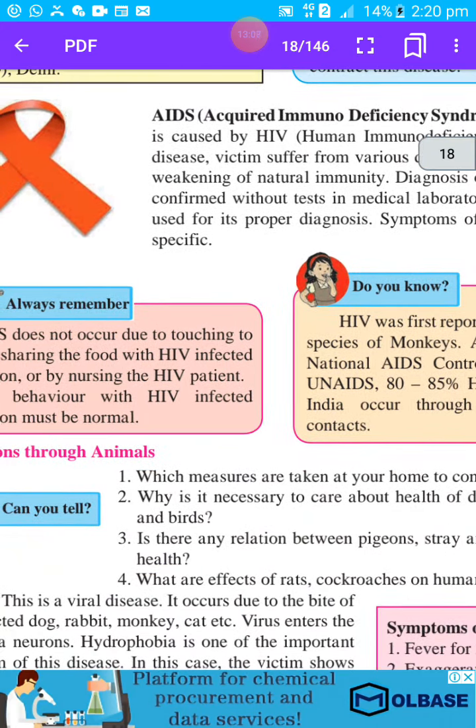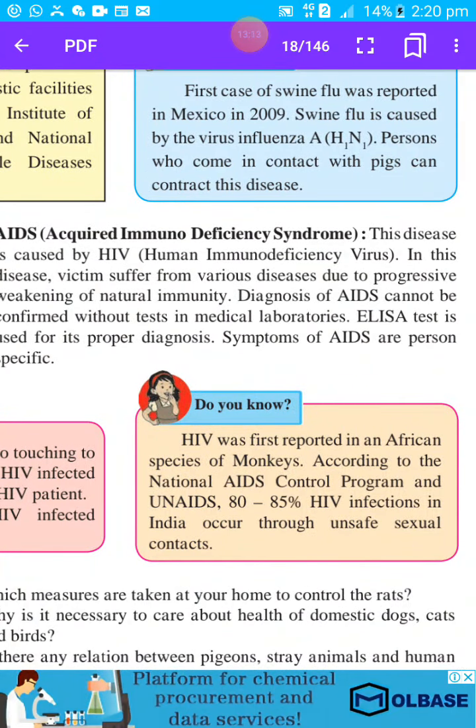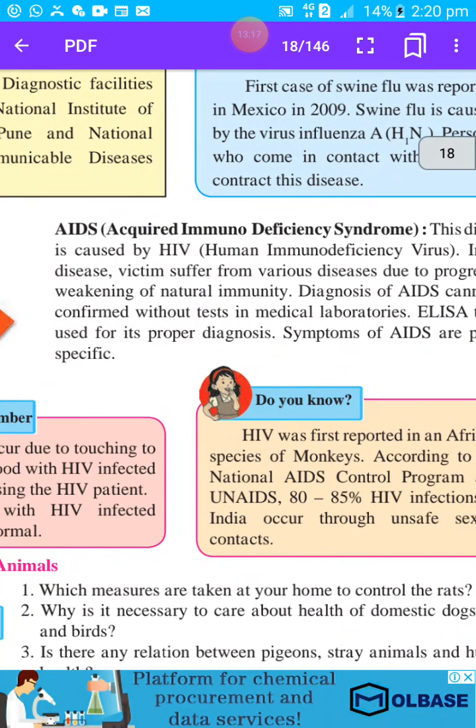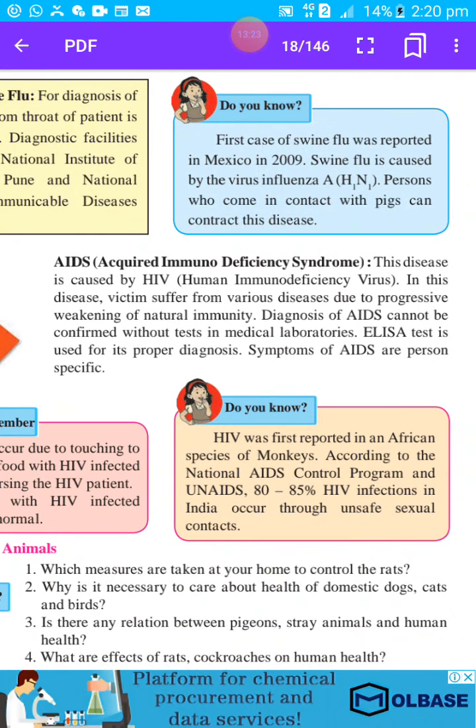Okay, then the next one is AIDS, or acquired immunodeficiency syndrome. This disease is caused by HIV, human immunodeficiency virus. In this disease, victims suffer from various diseases due to progressive weakening of the natural immunity. So if there is AIDS, our immunity, that is the disease resistant capacity of the body, goes on decreasing.